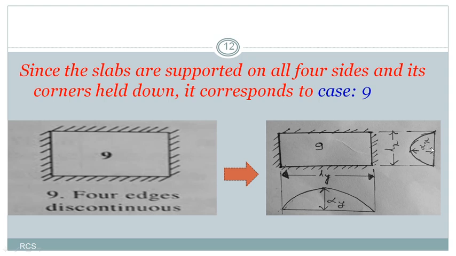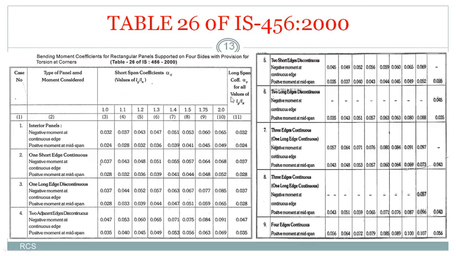And for this case also, along the shorter direction, I will get a positive bending moment at the midspan, so the bending moment coefficient will be positive. Based on these two positive values of alpha x and alpha y, we will calculate the bending moment. See, this is Table 26 of IS 456 2000, and this corresponds to case number 9. Four edges are discontinuous. Please make it correct.